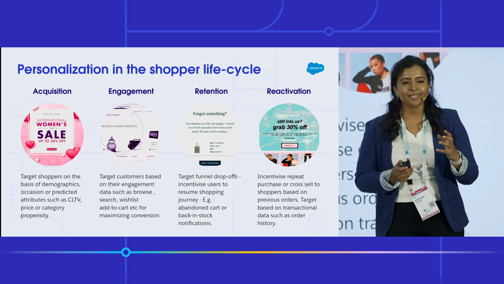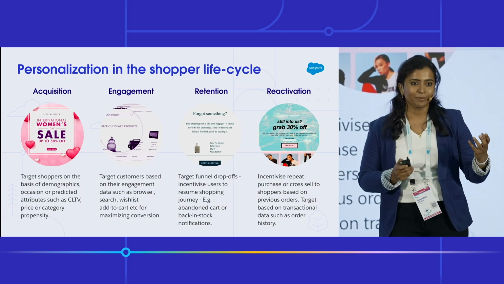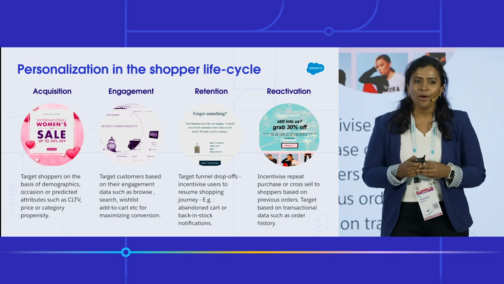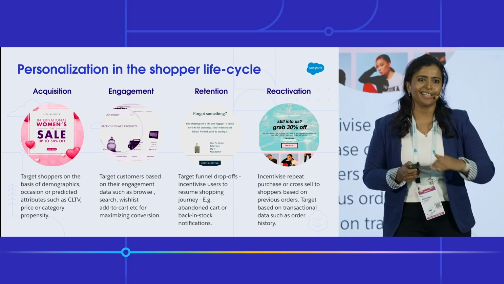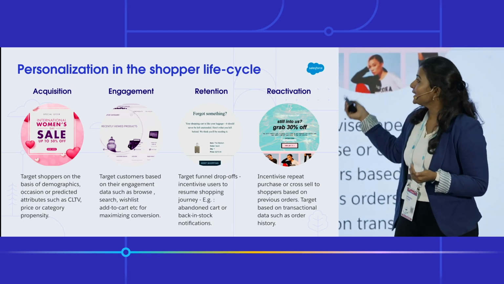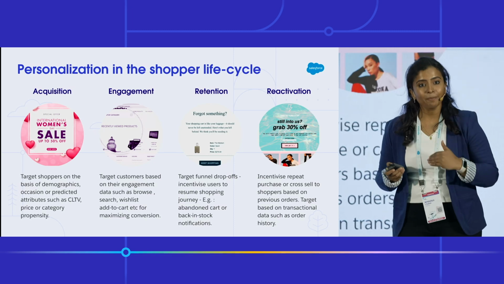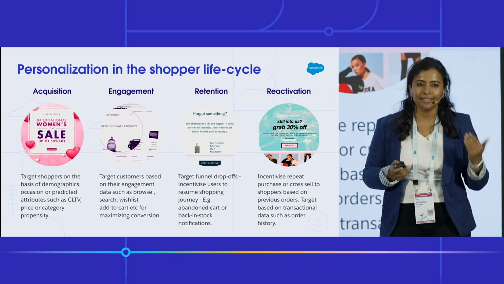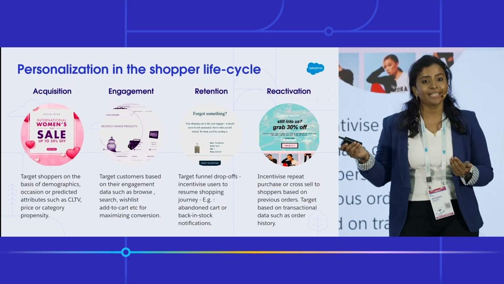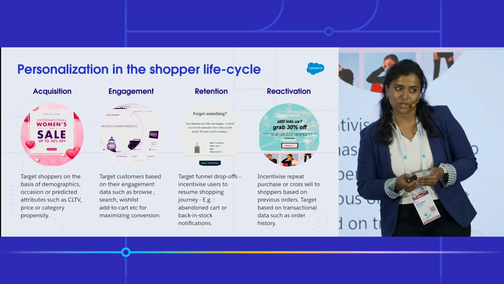So, customers that may have added something to cart and then later realize that the product has run out of stock, or they might just forget about it and then abandon their cart and leave the platform. So in all of such cases, you would try to get them back to the platform with, say, abandoned cart notifications or back in stock notifications, which all form part of targeting in the retention phase of the shopper lifecycle.